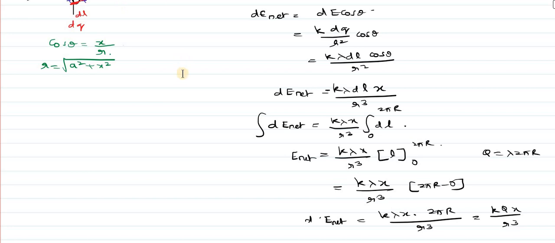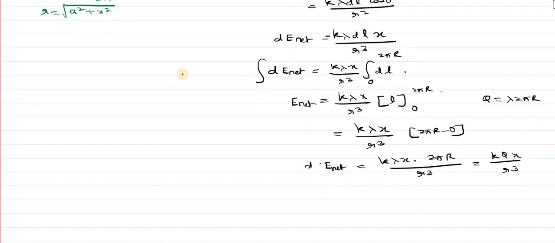Don't keep it like this only. You need to further solve it. What is it? The R value depends on A and X. We cannot go and calculate it directly. A is given, X is given for the point. So E net is KQX by (A square plus X square) to the power 3 by 2. Correct? So this is the E net along the axial line. Any doubt? Tell me.